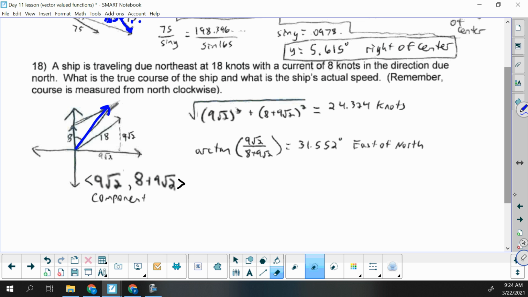And then for the resultant component, we would have to add the 8 onto the y part. You can then just do your magnitude calculation to get the speed that the ship is going. And then to find this angle here, this part here would be the 8 plus 9 square root of 2, and this would be 9 square root of 2. So you do arctan of your opposite over your adjacent, and you get 31.552 degrees, and that is east of north.